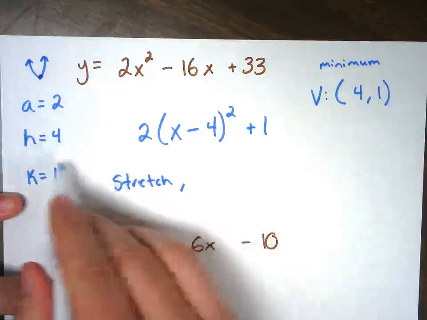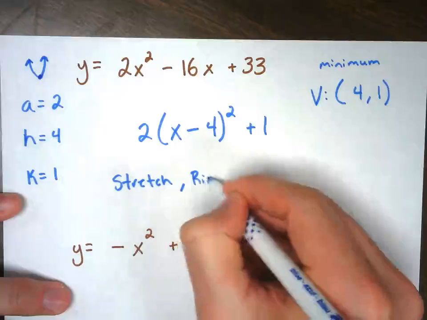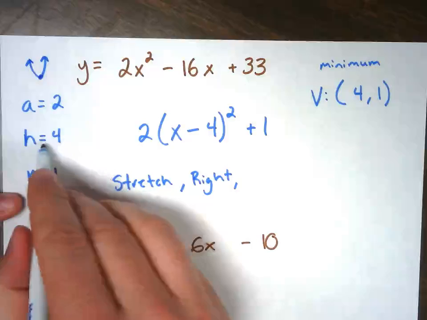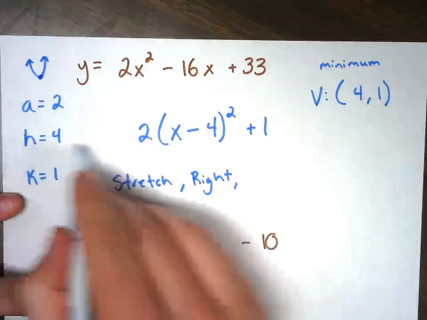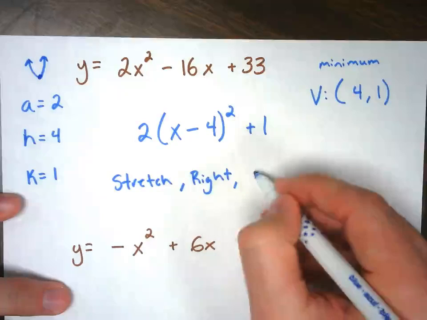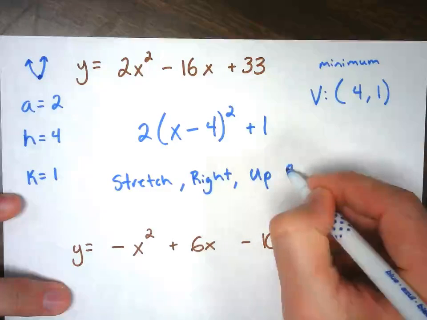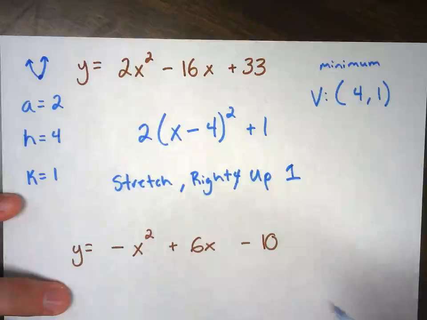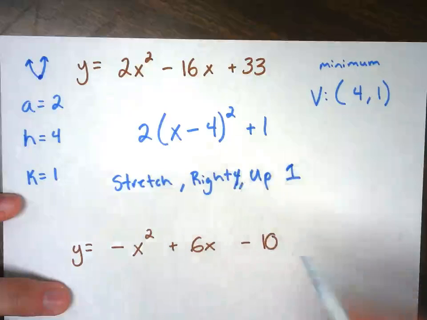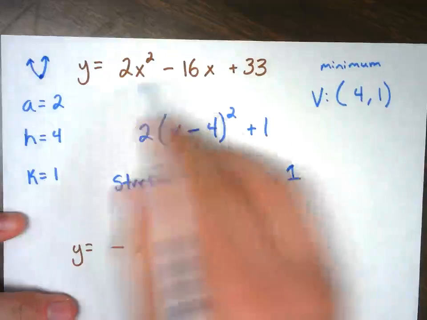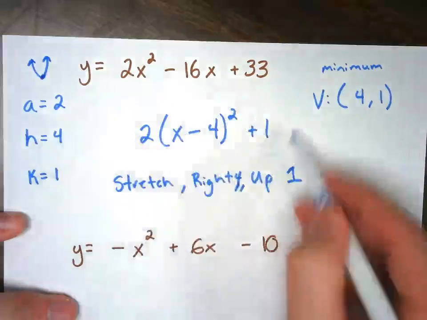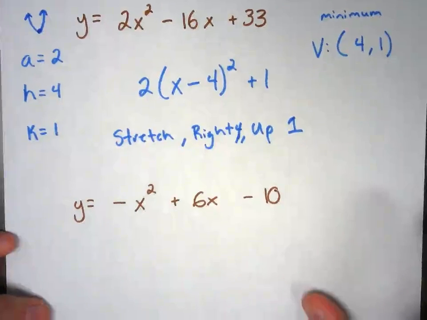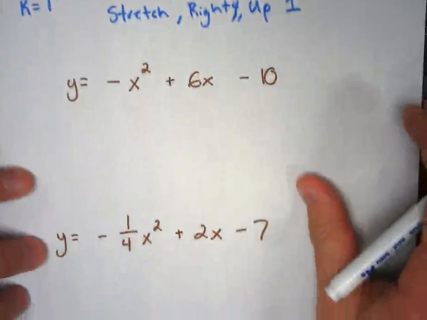X minus 4, we're going to move to the right 4. Again, the opposite there, but if you just go to your H, how do I get to 4 on my X chart? I'd move right to the 4. And then 1 would go up 1. Right 4, up 1. Okay? And again, we went from standard form, and this right here is vertex form: 2 parentheses X minus 4 squared plus 1. Let's go to the next question.